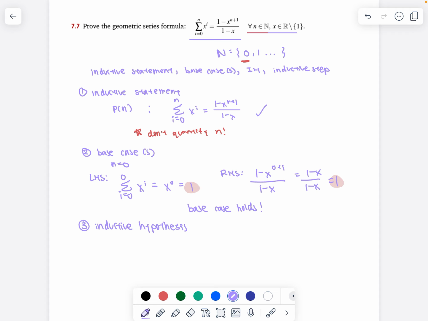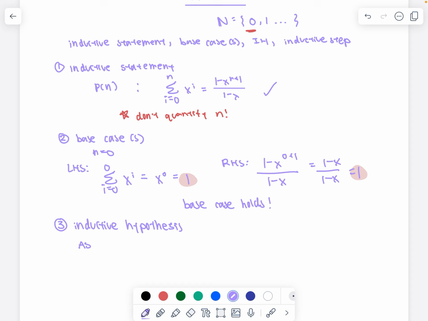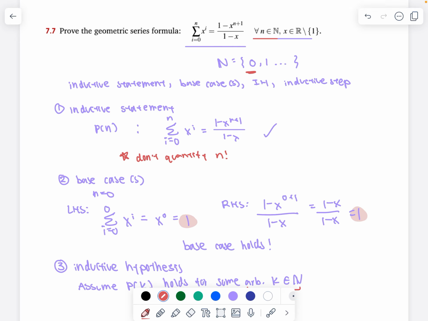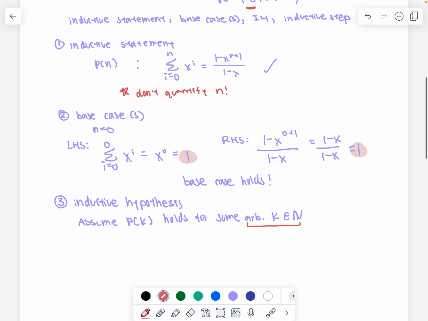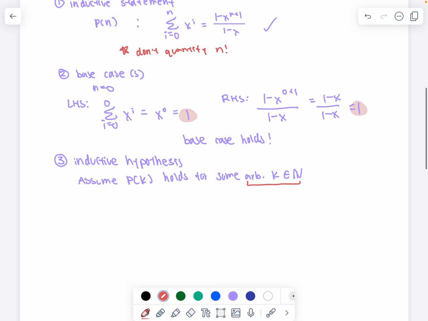So our inductive hypothesis is to assume P of k holds for some arbitrary k in the set of natural numbers. The reason we say an arbitrary k in the set of natural numbers is because, going back to our problem description, we want to prove that this geometric series formula is true for all n in the set of natural numbers. So these two quantifiers are corresponding.